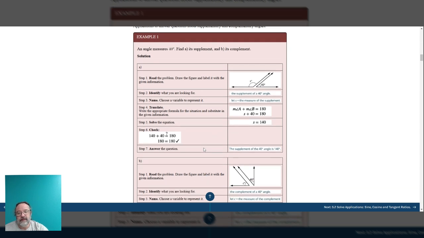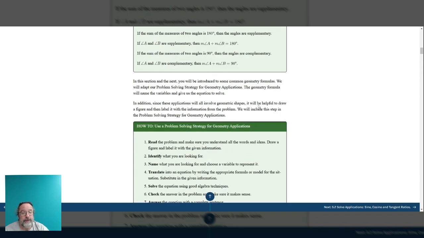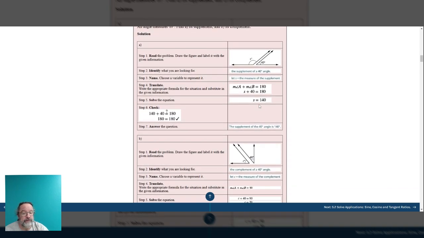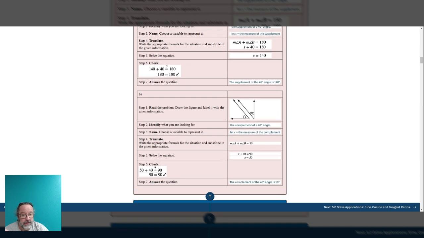So let's just look at example 1 here. An angle measures 40 degrees. Find its supplement and B, its complement. Well, supplement, we know that supplementary angles we saw above have to add up to 180 degrees. So we simply subtract 40 from 180. They set it up as an algebra problem, so that's how they solved it. So S equals 140. And it works. 140 plus 40 is 180.